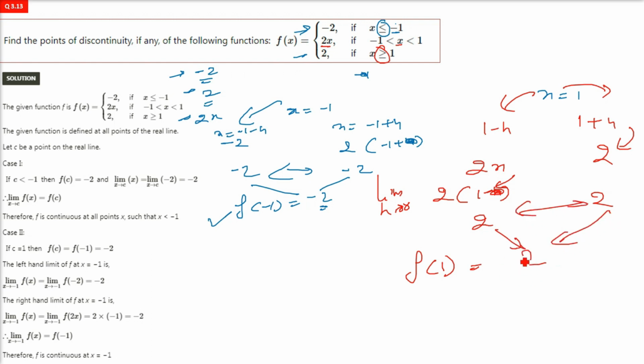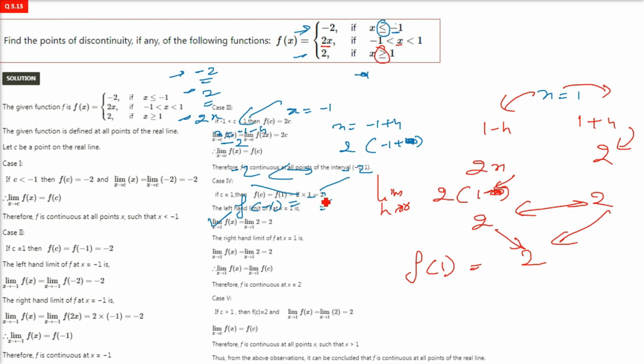So what do we find here? That at x equals minus 1 and x equals 1, both ways, the function is continuous. This f(x) function is continuous everywhere. All these you have to write: minus 2 and 2 are constant functions, 2x is a polynomial function.